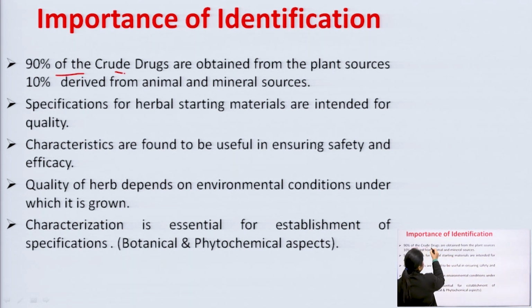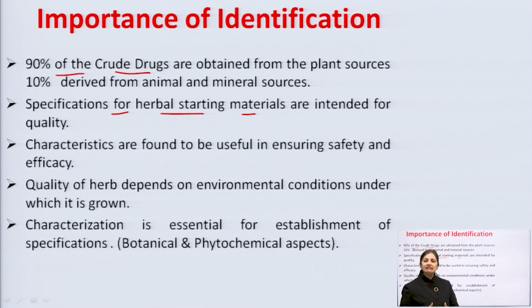90% of the crude drugs are obtained from the different plant sources and just 10% are obtained from the animal and mineral sources. Specification for herbal starting materials are intended for quality, as I said you earlier. Characteristics are found to be useful in ensuring safety and efficacy. Quality of herb depends upon the environmental conditions under which it is grown.